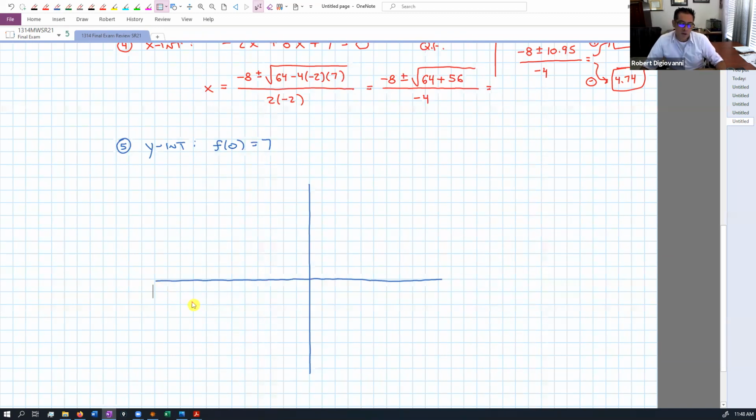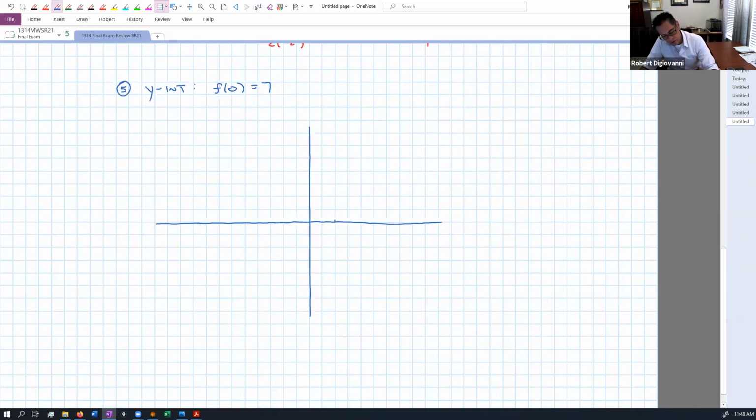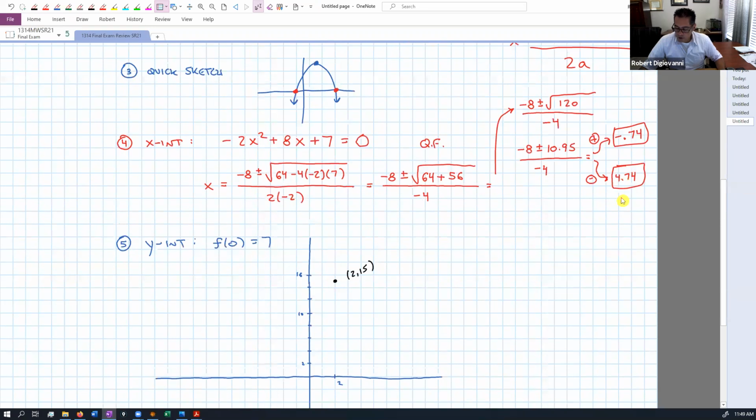All right, so my vertex was at (2, 15), right? So I'm going to go out to the right 2, up 15. Do I really want to go up 15? I'll count by 2s. 2, 4, 6, 8, 10, 12, 14, 16. There's 16. So (2, 15) will be right here. That's (2, 15).